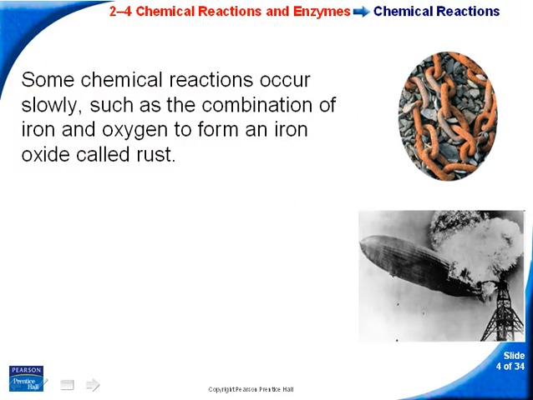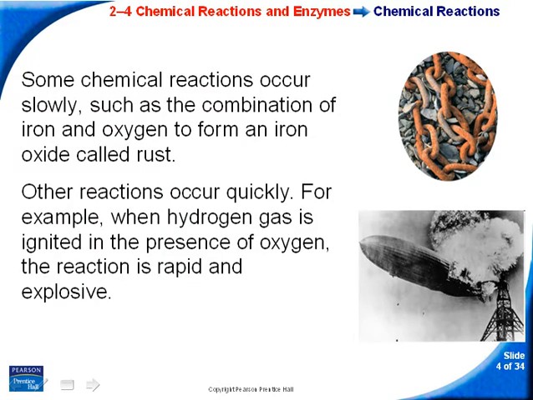Some chemical reactions occur slowly. Here's an example of rust. The chain there is showing rust after many years. Iron and oxygen combine together to form iron oxide, which we also call rust. And other reactions occur quickly, like this burning of hydrogen inside the Hindenburg.